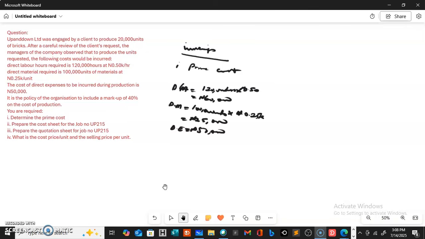So from what you can see on the screen, we have the direct labor, which is 120,000 units at 0.50, which is 60,000 naira. The direct material, this is the figure, 25,000 naira. We also have direct expenses. And we said in the definition that the prime cost is the addition of the direct labor, direct material, and direct expenses. So for question 1, solution.